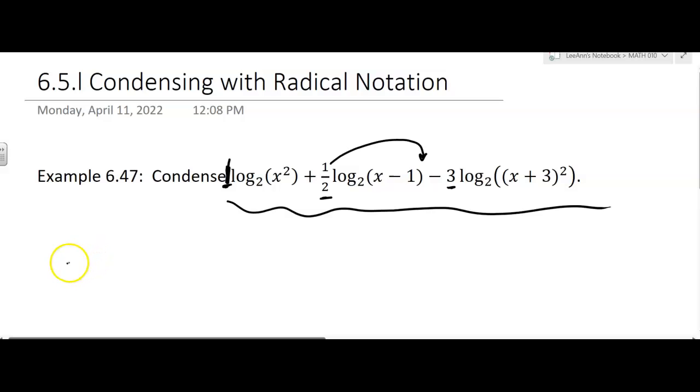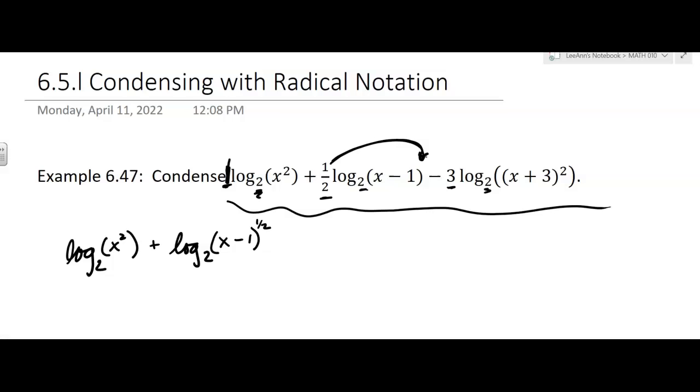So let's rewrite this as log base 2 of x squared. By the way, they're all base 2, right? So that's important. Plus log base 2. And this is going to be x minus 1 to the 1/2 power because we're putting that exponent back up. Now, we're going to fix that in a minute, but for now, we'll just leave it like that.